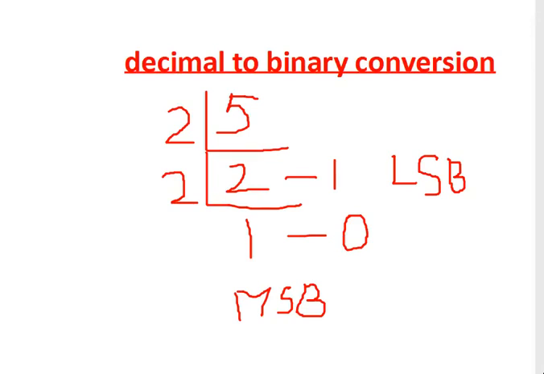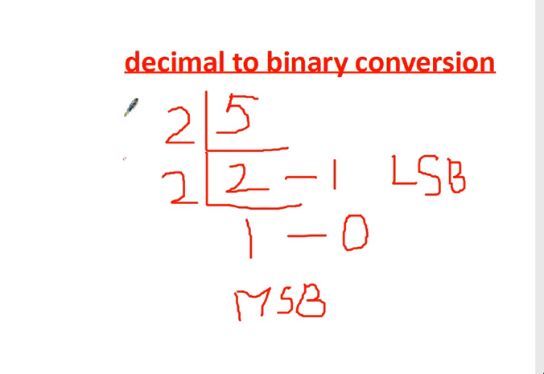In this video we'll see how to convert a number from decimal to binary. How to do the conversion? That means a decimal number is given, for example 5, and that should be converted to binary.